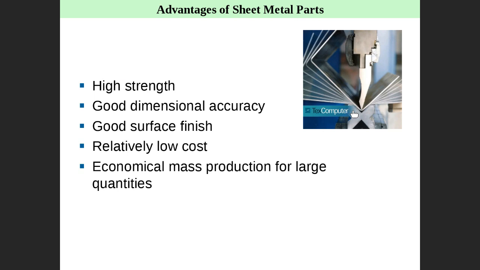You know that the structure of the material will be deformed. You get grain distortion, grain deformation, leading to high strength because strain hardening happens. Good dimensional accuracy, as in cold working there is no heating and no cooling. Then you get good surface finish, relatively low cost because there is no additional heating compared with hot and warm working, and economical mass production.